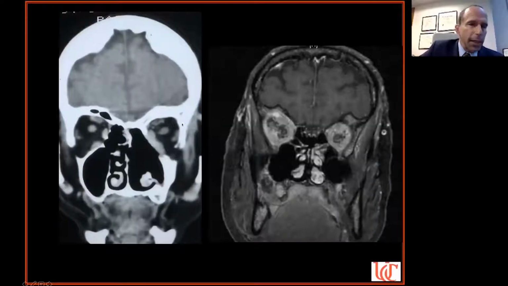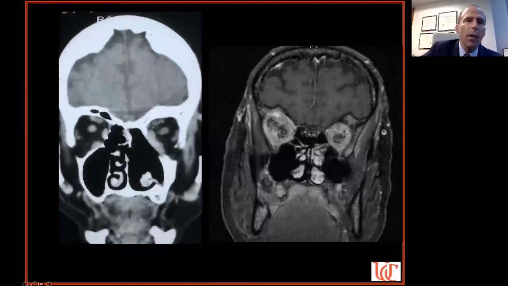Here's a patient CT scan with a tumor right here that's involving the inferior and medial rectus. But importantly, and the reason why the CAT scan might be superior in some cases, is look at the bone here. It's gone. This is a breast cancer metastasis that's eaten through the bone, telling us this is a bad problem, not a benign problem.